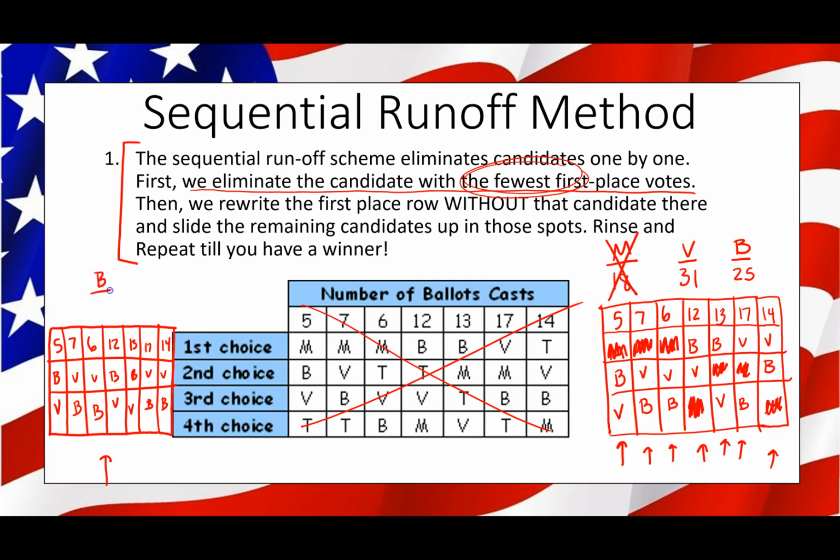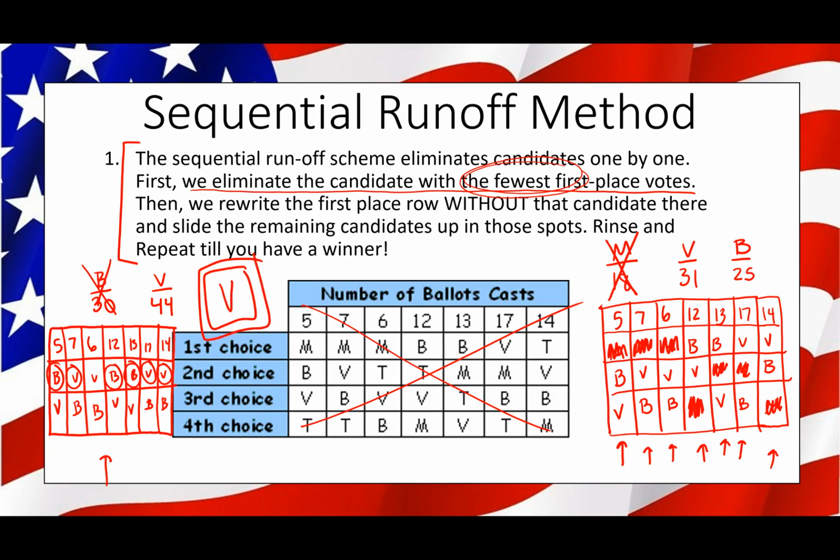Okay, last thing we're going to do here is just count the first place finishes. So we've now got B versus V. So B has 5, 12, and 13. So that gives us 30. Okay, now V has 17 plus 14, which is 31, plus 7 is 38. 38 plus 6 is 44. Wait, 38 plus 6. Yeah, 44. Okay, so obviously we eliminate B, and V becomes the winner. So the winner is V.